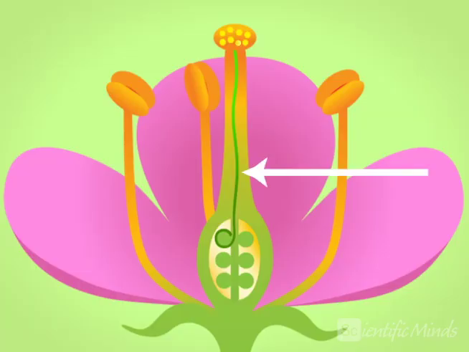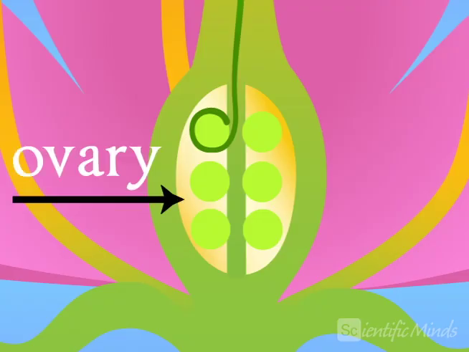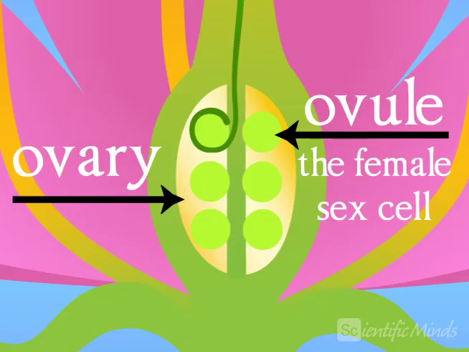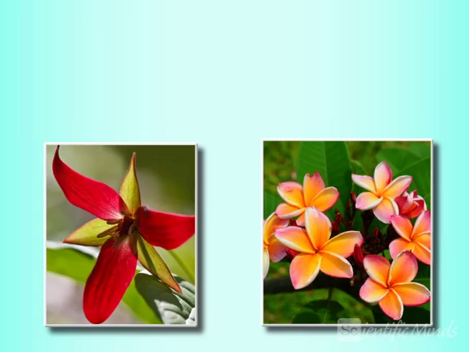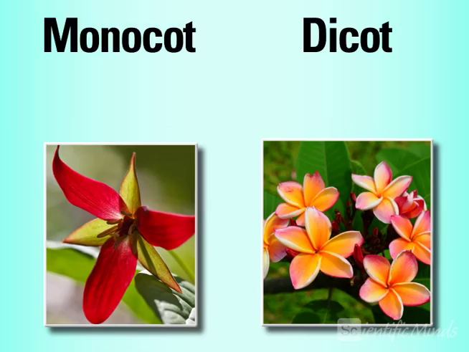The tube-like style connects the stigma to the ovary and allows the pollen to transport sex cells from the stigma to the ovary. The ovary contains ovules, the female sex cells. When the male sex cell from the pollen comes in contact with an ovule, fertilization occurs and a seed begins to develop. Flower parts can help us determine if a plant is a monocot or a dicot.